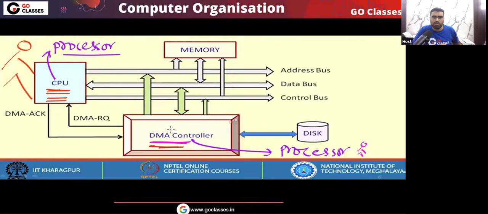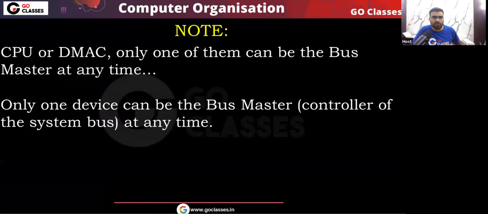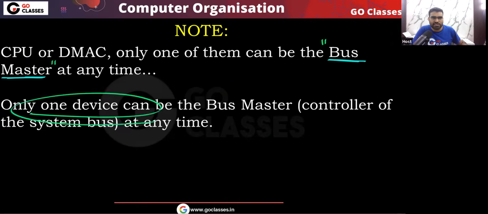Is this clear? So this is a simple point. In simple words, of the CPU and the DMA controller, only one of them can be bus master at any time. There is a word called bus master. Who is the bus master? Only one of them can be bus master at any time. Is this point clear? Let me know. I will discuss, step by step, how the data transfer will happen using DMA, using the direct memory access controller.